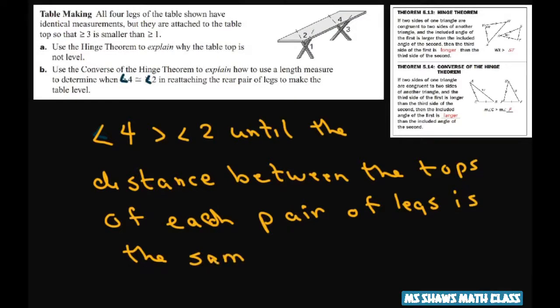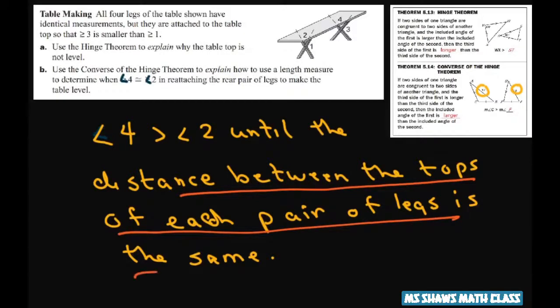So basically for the converse of the hinge theorem, we're dealing with the angles and the sides, and the sides have to be the same. And in that regard, when the distance between the tops of each pair of legs is the same, then angle 4 will be congruent to angle 2.